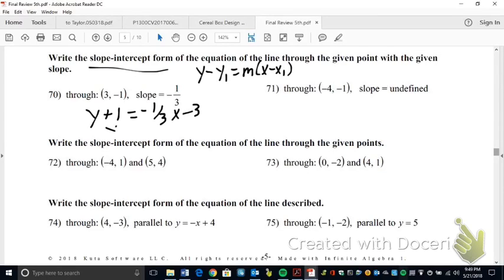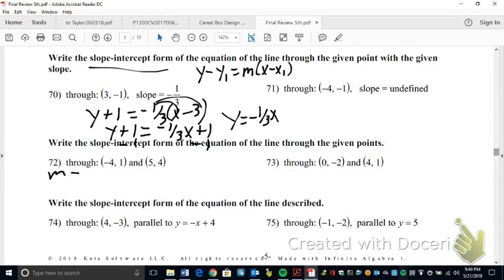So number 70, I'm going to go y plus 1 equals 1/3 times x minus 3. Distribute that negative 1/3, so I get y plus 1 equals negative 1/3 x plus 1, because negative 1/3 times negative 3 is plus 1. Then I'm going to subtract 1 from both sides, and I get y equals negative 1/3 x.